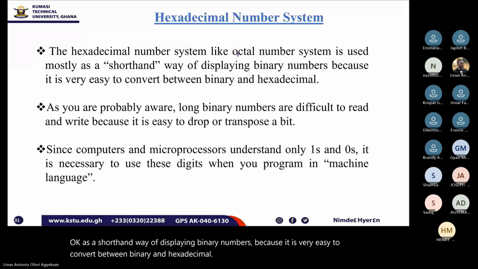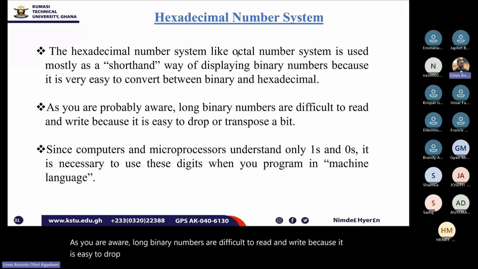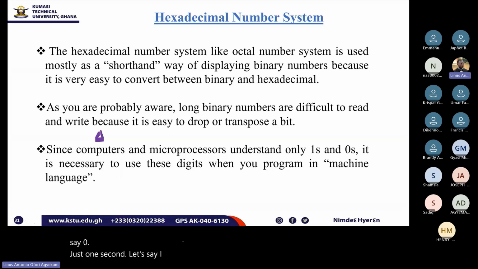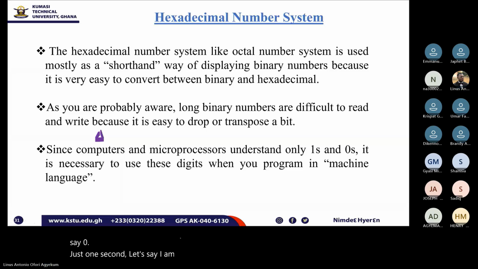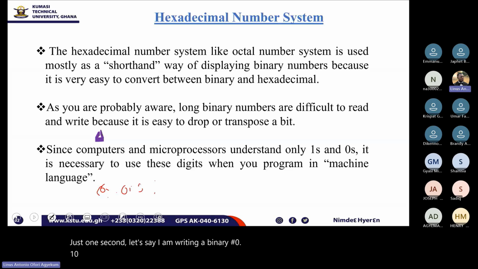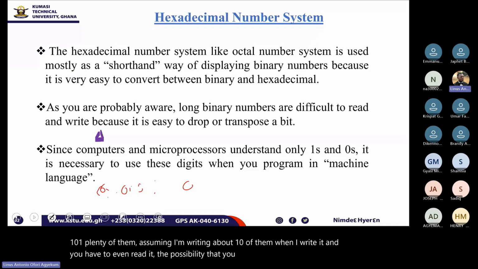As you are aware, long binary numbers are difficult to read and write because it is easy to drop or transpose a bit. Assuming I'm writing a binary number, let's say 0, 1, 0, 1, plenty of them, about 10 of them. When I write it and you have to read it, the possibility that you may read a 0 to be a 1 is very high.